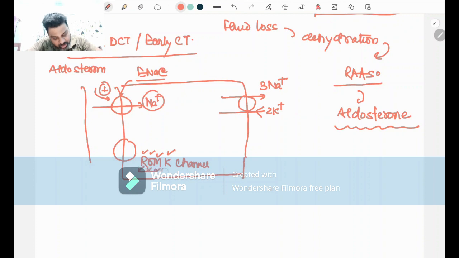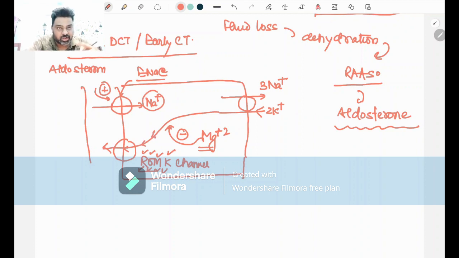Renal outer medullary potassium channel. This potassium is secreted into the lumen of the nephron, and magnesium keeps a negative check on this channel. So if there is low magnesium, this negative inhibitory effect on potassium secretion is lost, and more potassium is lost, and there is a refractory hypokalemia. Therefore, whenever there is decreased magnesium, we have a refractory hypokalemia.